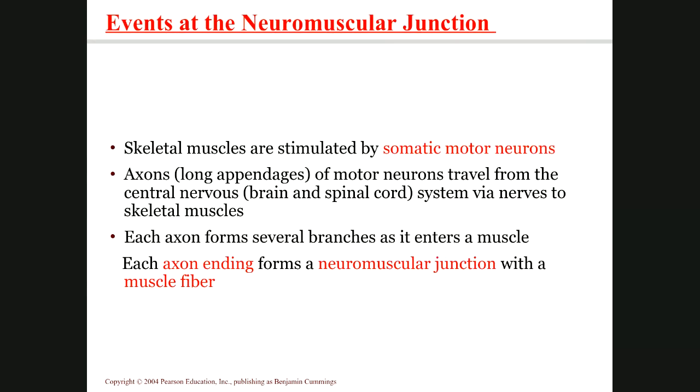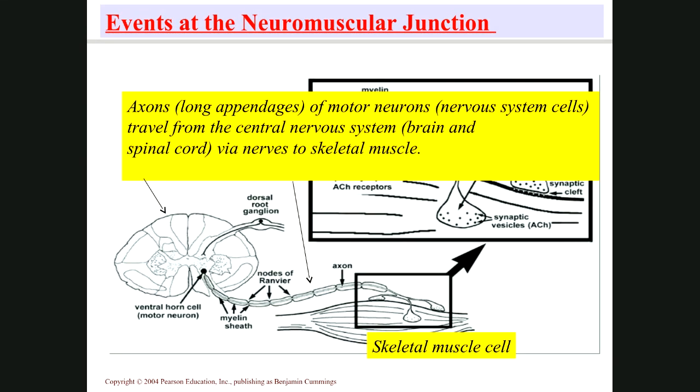Okay, so the first part of the sliding filament theory of muscle contraction are the events at the neuromuscular junction. The neuromuscular junction is the area where the nervous system reaches out and innervates a skeletal muscle, hence the name neuromuscular junction. Okay, and so here is the neuron that reaches out to the skeletal muscle cell and secretes a neurotransmitter that is going to stimulate the skeletal muscle cell.